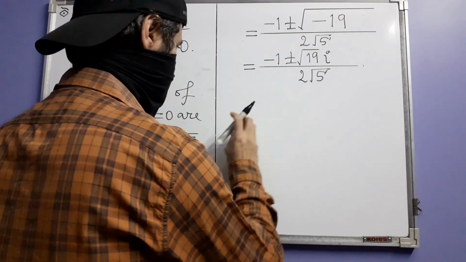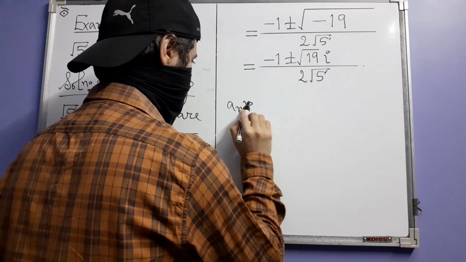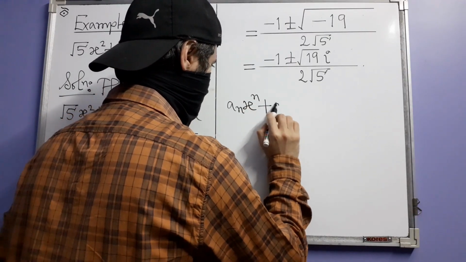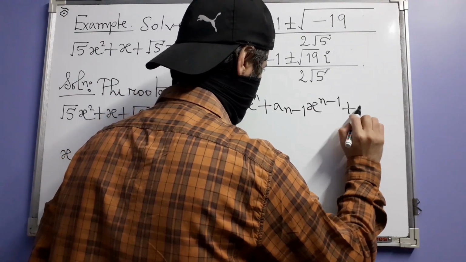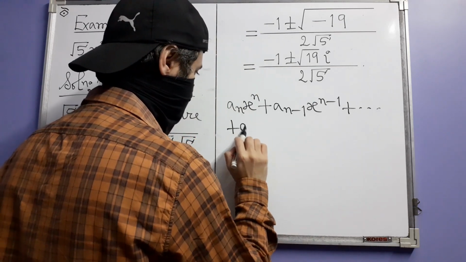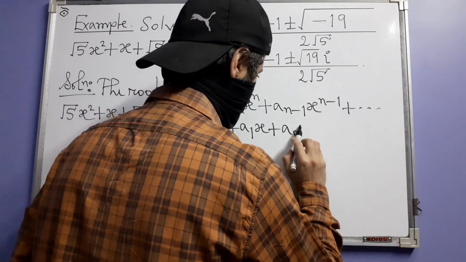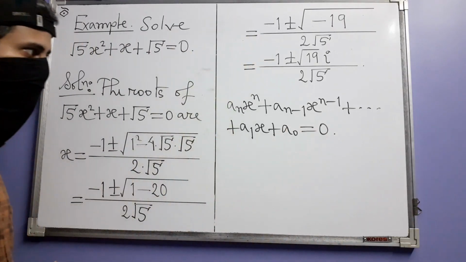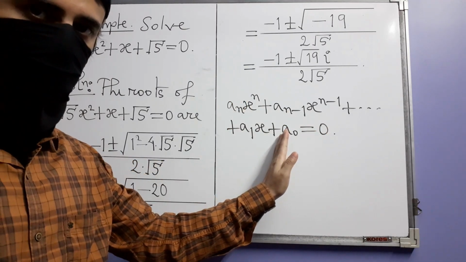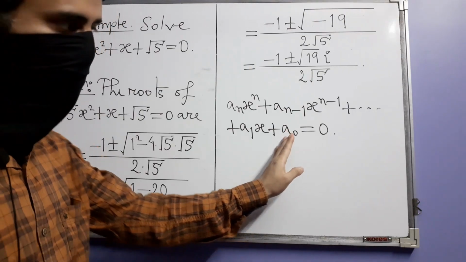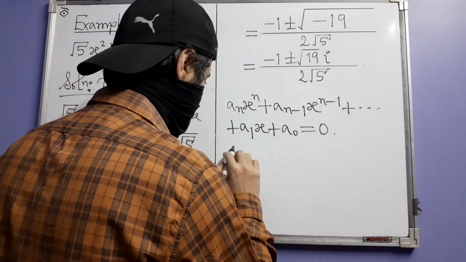It will look something like this. a_n x to the power n plus a_(n-1) x to the power n minus 1 and so on plus a_1 x plus a_0 equal to 0. The expression that you see on the left hand side of this equation is a polynomial, because that's how polynomials are.